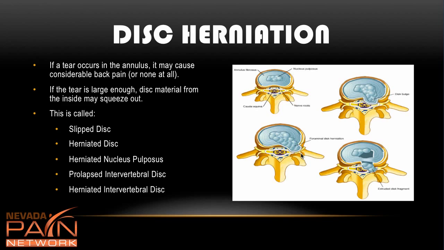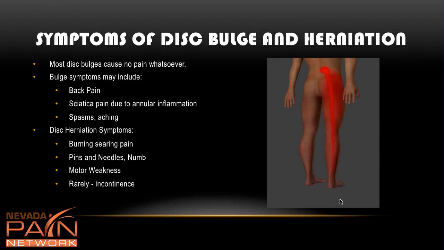So there are various names for this. It could be called a herniated disc, disc herniation, slip disc, herniated nucleus pulposus, prolapsed intervertebral disc, herniated intervertebral disc. They all refer to the same thing. Now, what are the symptoms of a disc bulge or a herniation? As we discussed, there may be no symptoms at all.